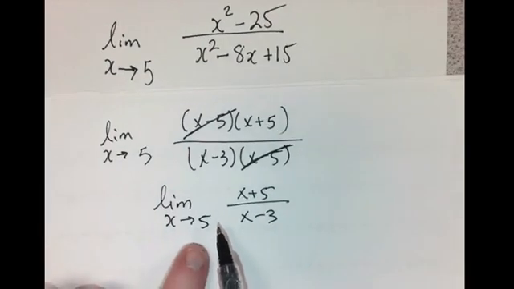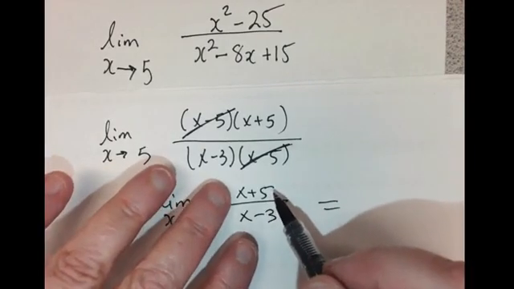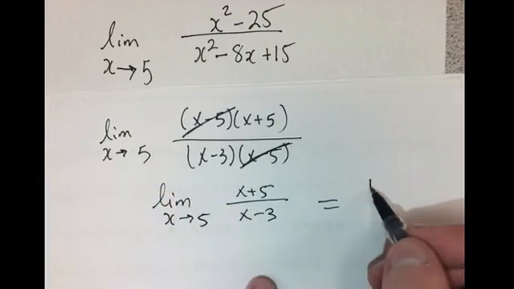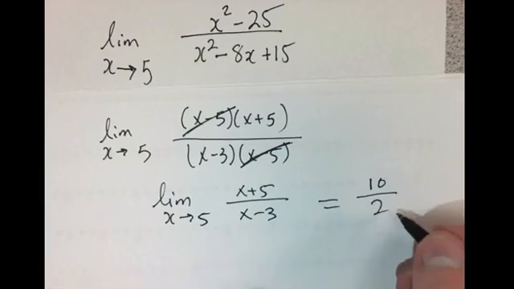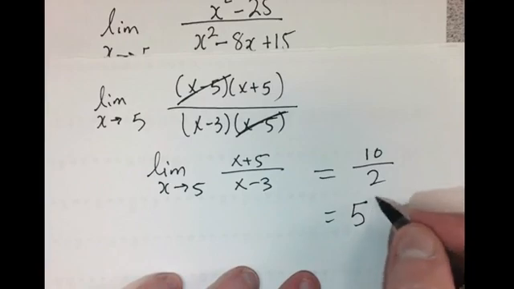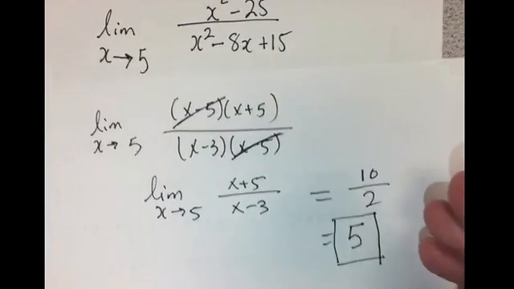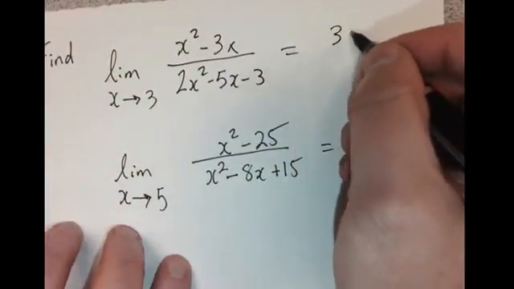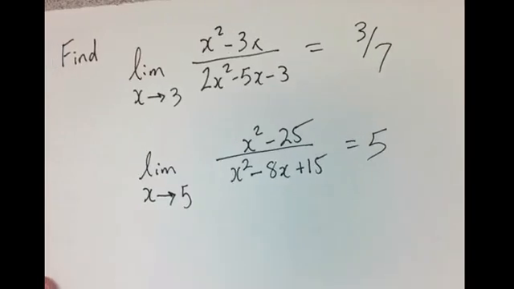And again, I can just now plug in a 5. I can take the limits of the numerator and denominator separately. So in the numerator, I'm going to get a 10. And in the denominator, I'm going to get a 2. And that's going to simplify to 5. So my limit for the second one is 5. My limit for the first one was 3/7. Okay. And that ends this video.